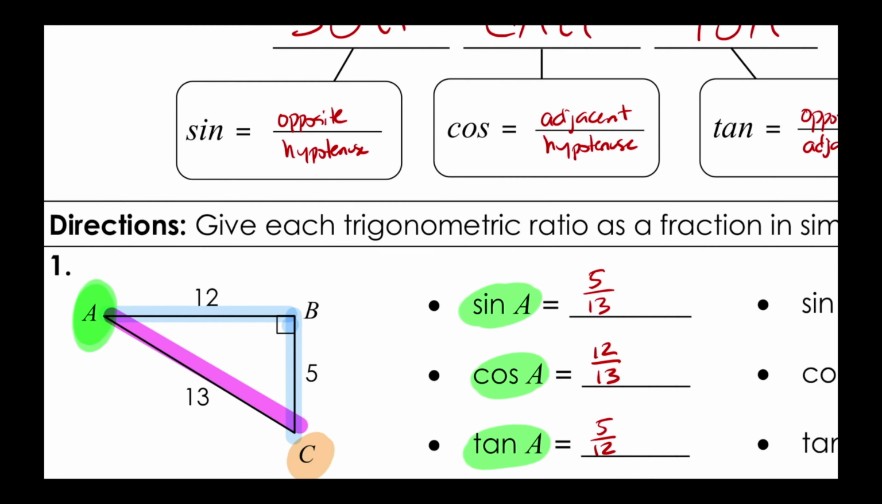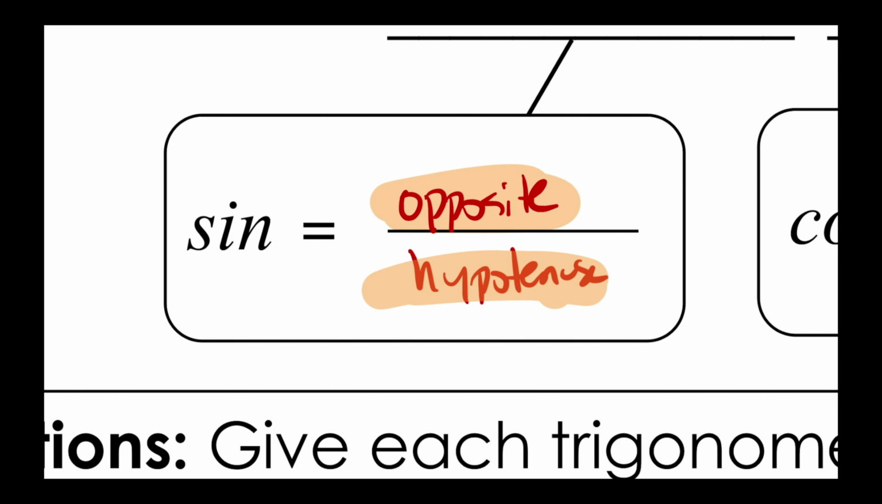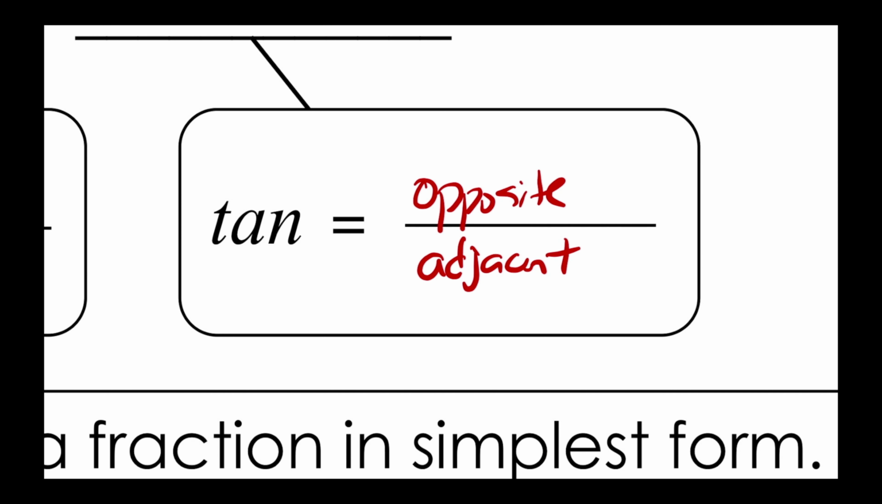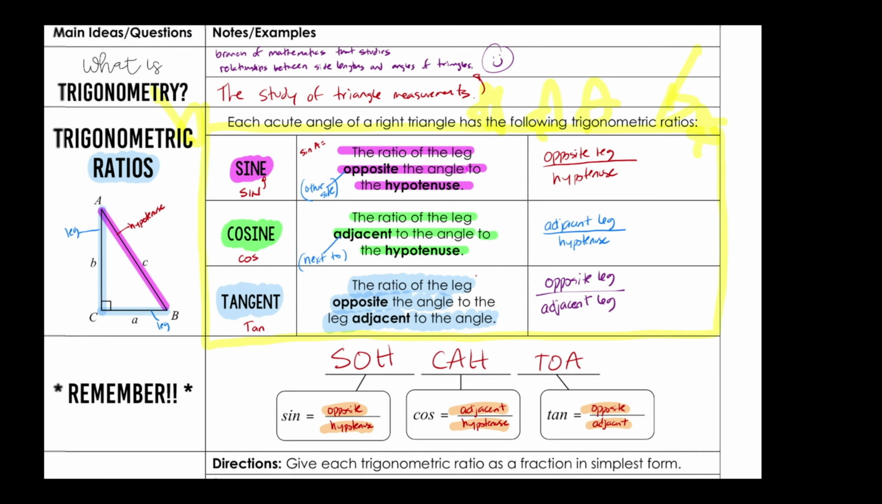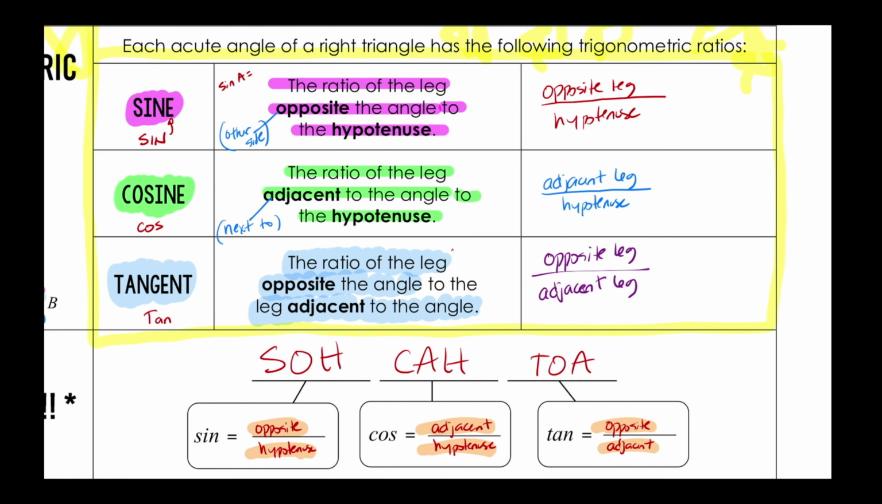How do you know which number to put on top? Right here. For sine, you put the opposite side on top and then the hypotenuse on the bottom. For cosine, you put the adjacent side on top and the hypotenuse on the bottom. And tangent is opposite on the top, adjacent on the bottom, right? That's what this whole top part was, explaining all that. So make sure you get this copied. It's all about this chart right here. Sine is opposite over hypotenuse. Cosine is adjacent over hypotenuse. Tangent is opposite over adjacent.